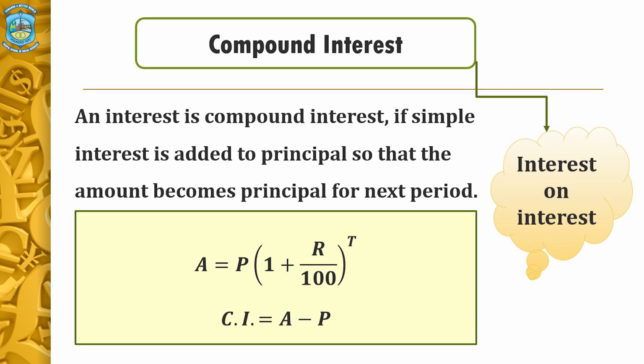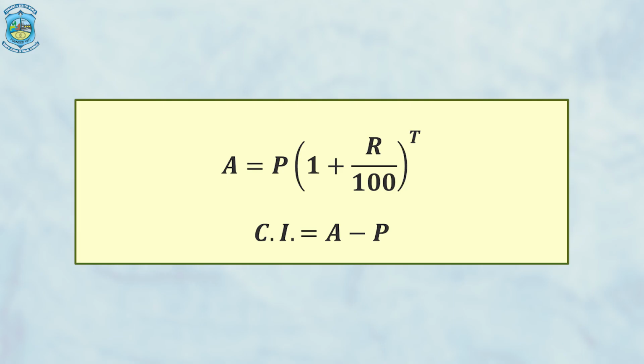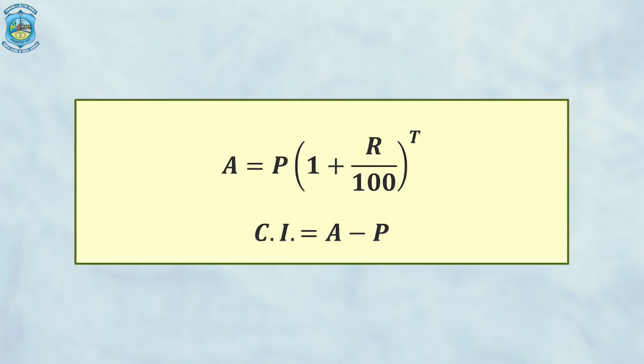It is defined as follows: interest is compound interest if simple interest is added to the principal so that the amount becomes the principal for the next period. We may calculate the amount of compound interest by using the mathematical formula A equals P multiplied by (1 plus R by 100) to the power T, where P, R, T have their usual meanings. In this case, compound interest is calculated by amount minus principal.